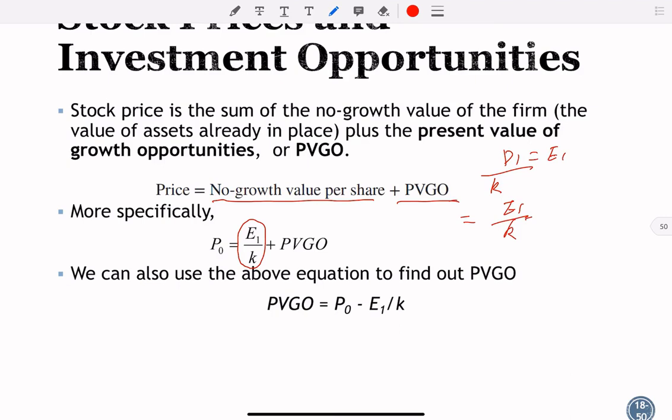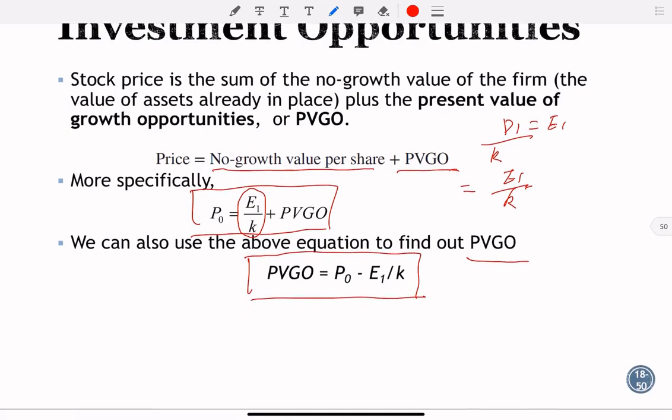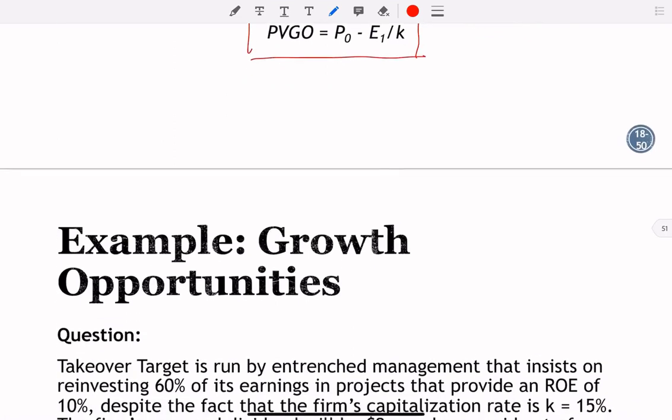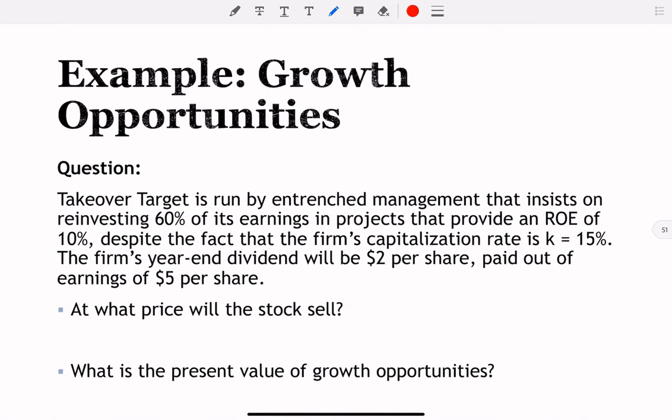And then the second component is the present value of growth opportunities. Generally, we will use this formula to find out the PVGO, right? According to this formula, PVGO equals stock price minus this no growth value. Okay, now let's see this example here.